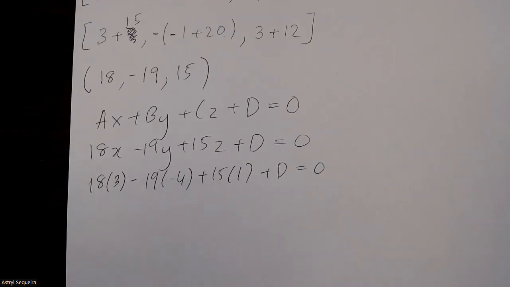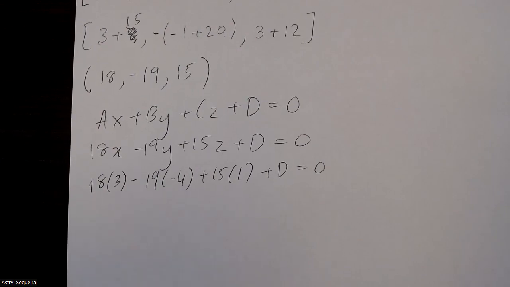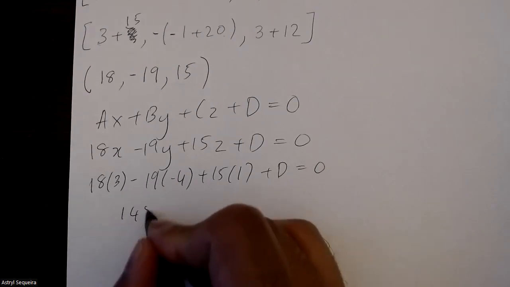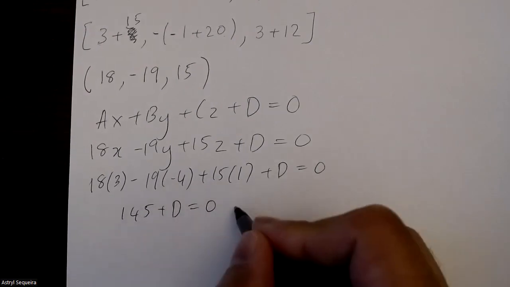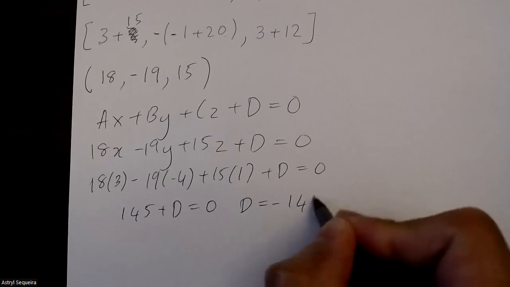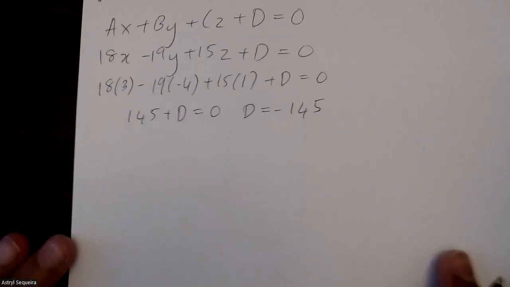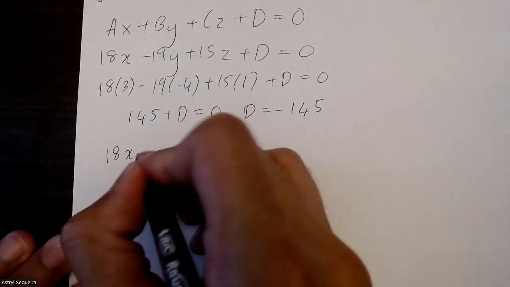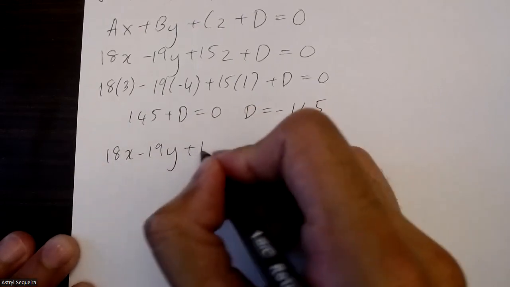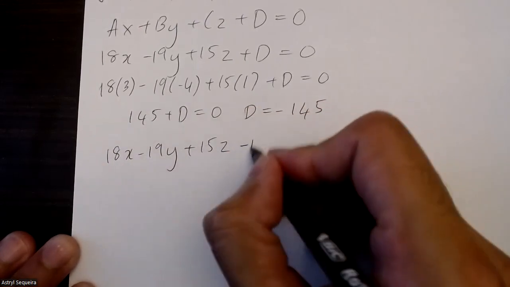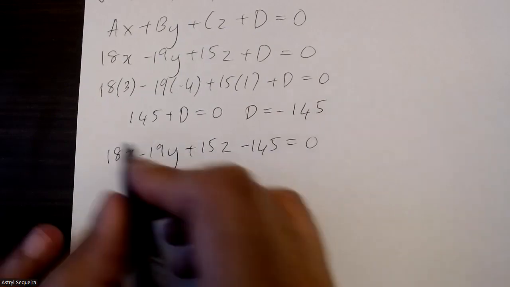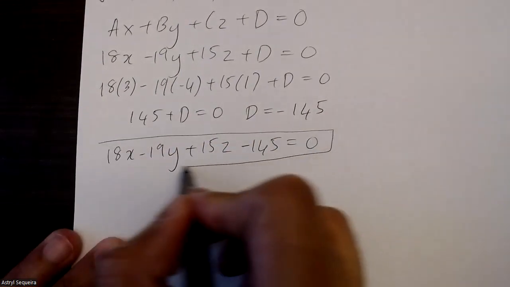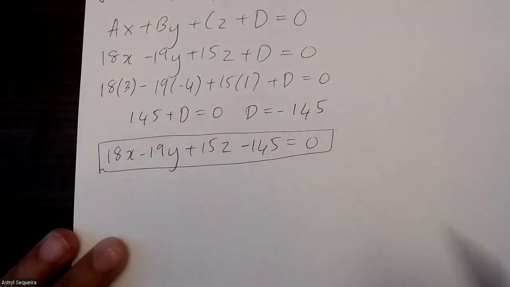I'll calculate this all with my calculator. I get 145 plus d equals 0. So d is just negative 145. And now I can rewrite my equation, 18x minus 19y plus 15z minus 145 equals 0. And this is the Cartesian equation of the plane.